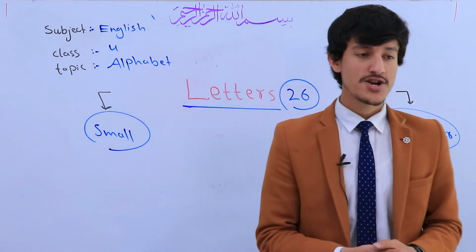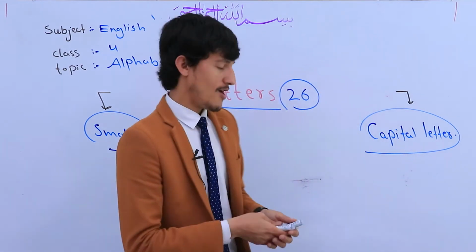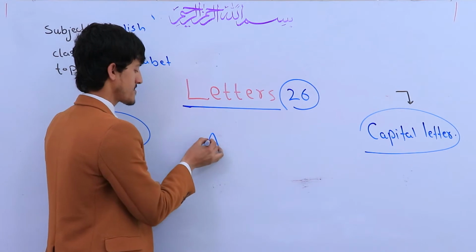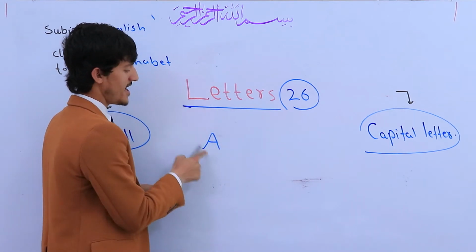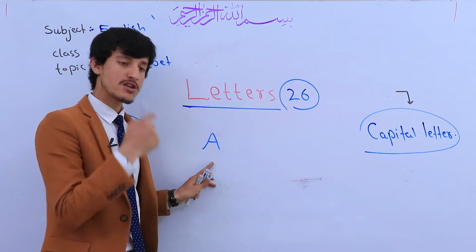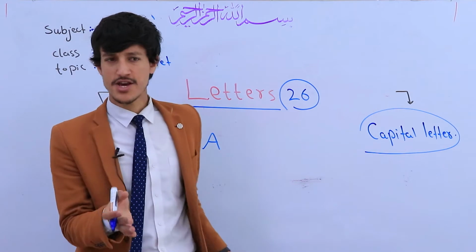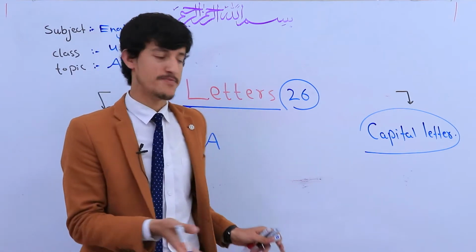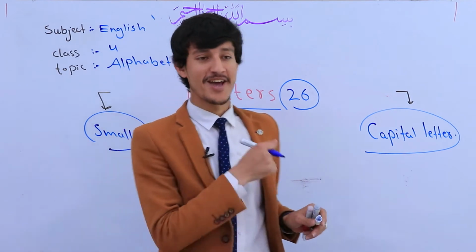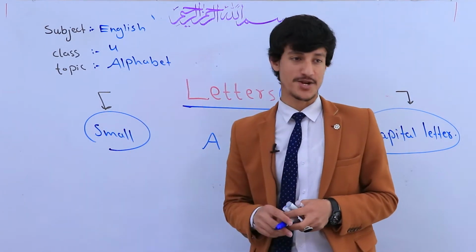Now, let me show you how we write A. Omar, we write A like this. This is A. What is this? A. Repeat after me. A. What? I can't hear you. Please, a bit louder. A. Excellent. A. Right. What is the sound of this letter?